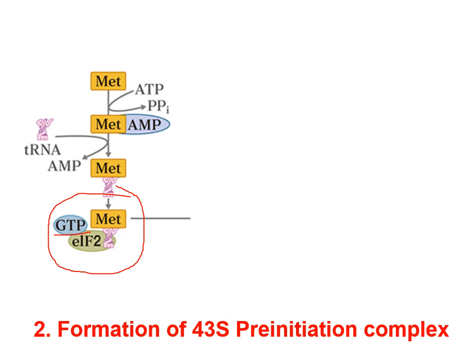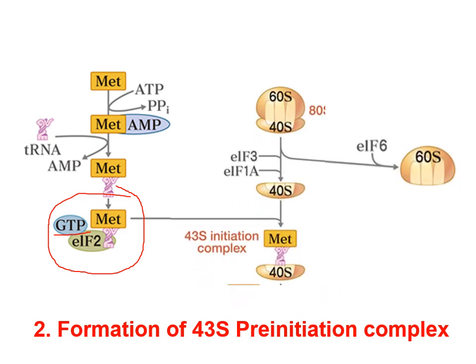Now this ternary complex binds to the 40S ribosome to form the 43S pre-initiation complex. This is a downloaded diagram where it has been shown as 43S initiation, but actually it is correctly 43S pre-initiation complex.